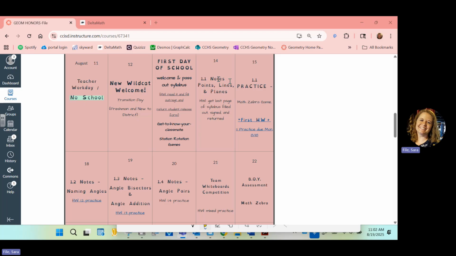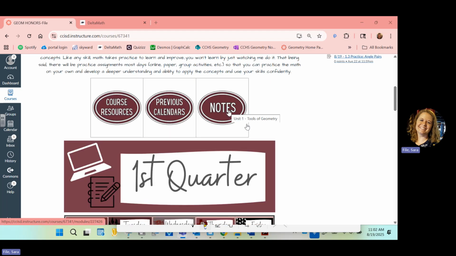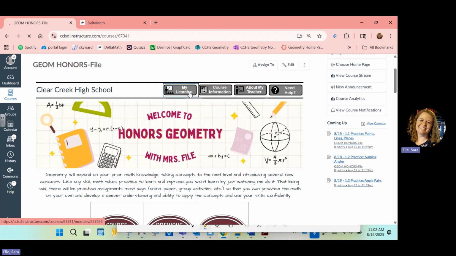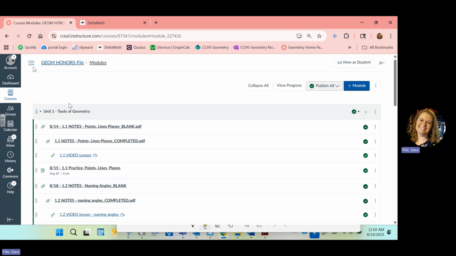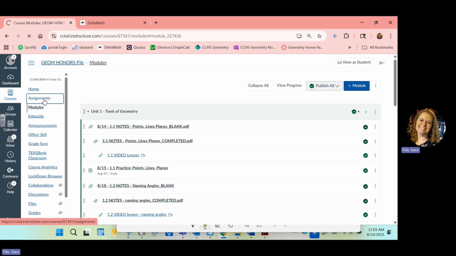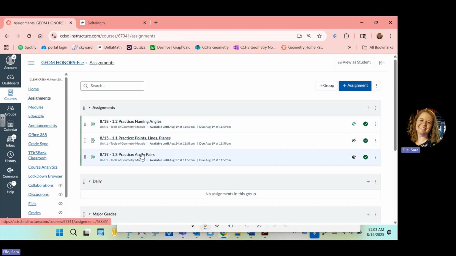All right, there are multiple ways to get to the assignment. I linked it here on the calendar, so you could simply come to today's date and click on the assignment and it will take you there. You can go through the notes button or the My Learning button, which take you to our Unit 1 module, and you can click on the assignment there. You could go in your navigation to assignment. You also have a to-do list on the right of your Canvas when you log in. So there are 4 different ways to get to the assignment.